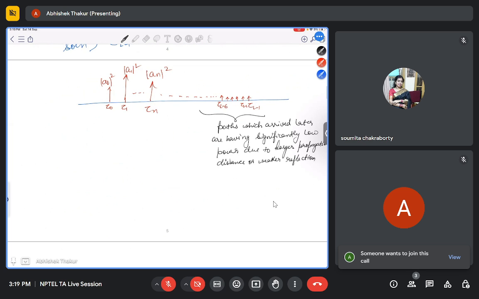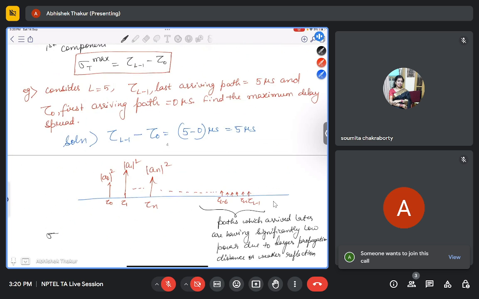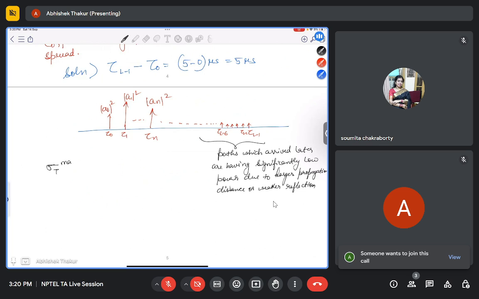It can be because of the larger propagation distance or the weaker reflection. So these result in a very large value of the maximum delay spread. Now here if you find the maximum delay spread, sigma t max equal to tau of L minus 1 minus tau naught, the maximum delay spread will be very large here. So this is the maximum delay spread in this case.